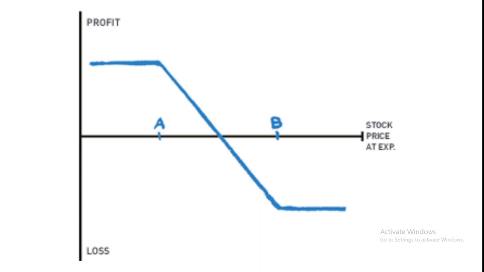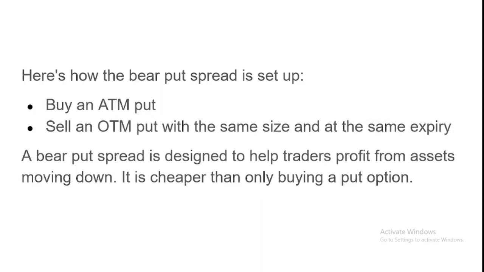There's a diagram showing the put option. So here's how the bear put spread is set up. You buy an at the money put and you sell an out of the money put with the same size and at the same expiry. A bear put spread is designed to help traders profit from assets moving down. It is cheaper than only buying a put option.